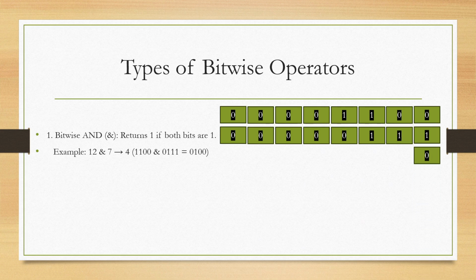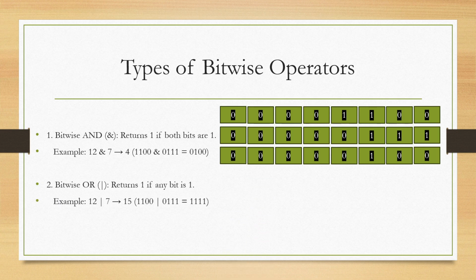If we AND the bits, for example 0 and 1, the answer is 0, because our condition is that only if both inputs are 1 then the output is 1.